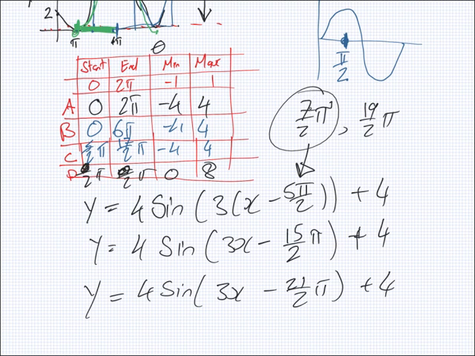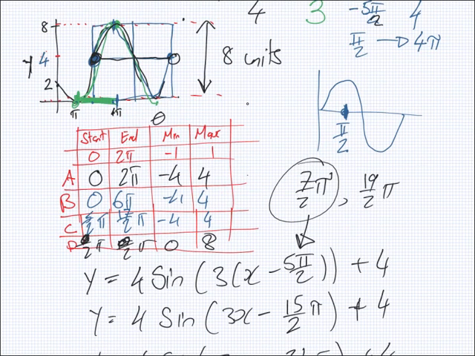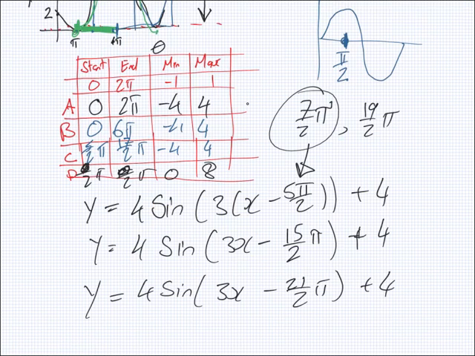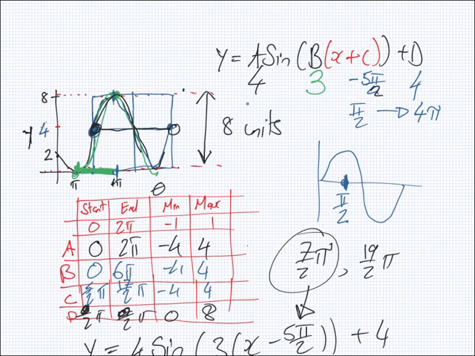Are you sure that's 7 over 2 though? 8 pi minus pi over 2 is 7 pi. Use a calculator. Why did you choose 4 sine? Oh, because earlier we said it has to be 4 because it's 8 units and it should be 2 units.